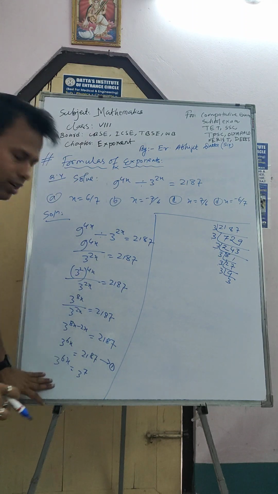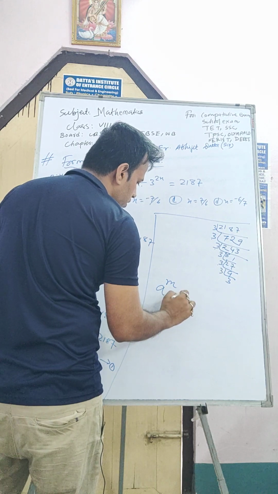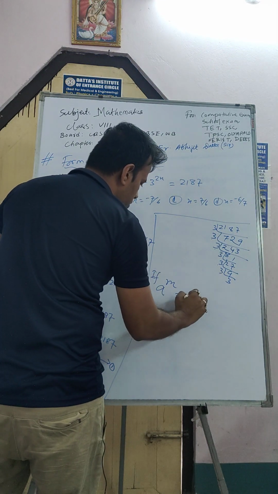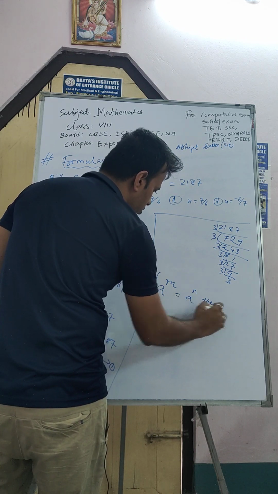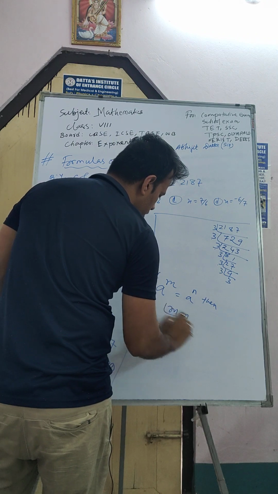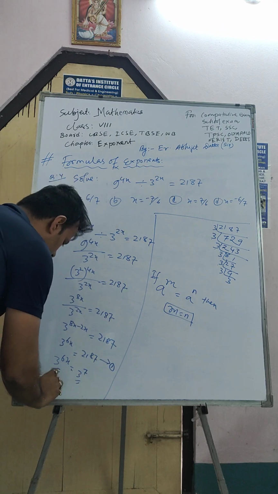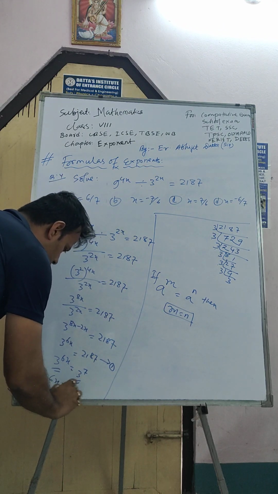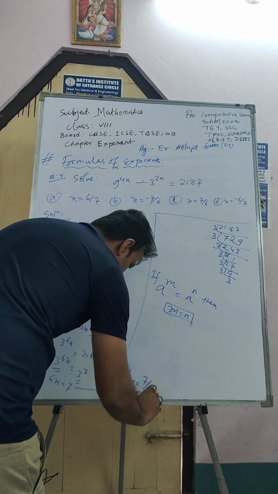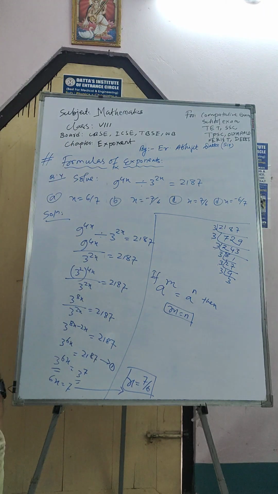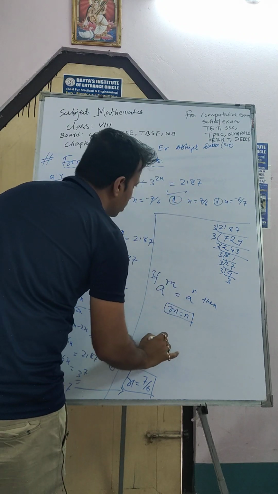So if the base is equal, then the power will be equal. There is one formula: if a to the power m is equal to a to the power n, in that case we can say m is equal to n. Understood? m is equal to n. So here, if the base is equal, then the power will be equal. From that we can say x is equal to 7 by 6. So x is equal to 7 by 6 is the correct option. Which option is correct? x is equal to 7 by 6. Option C is the correct answer.